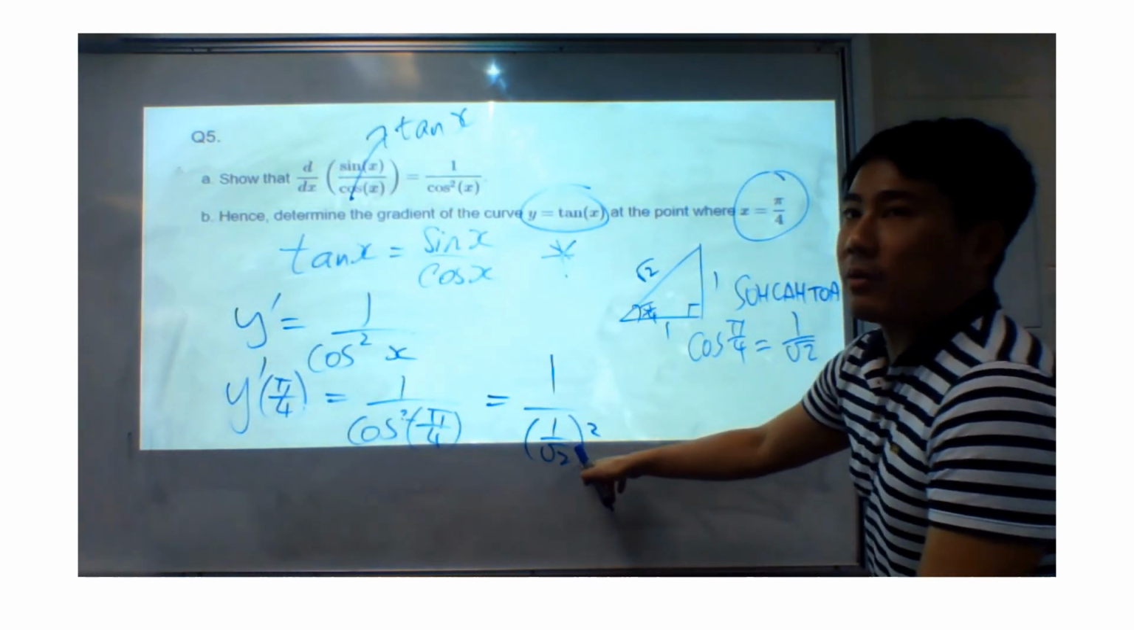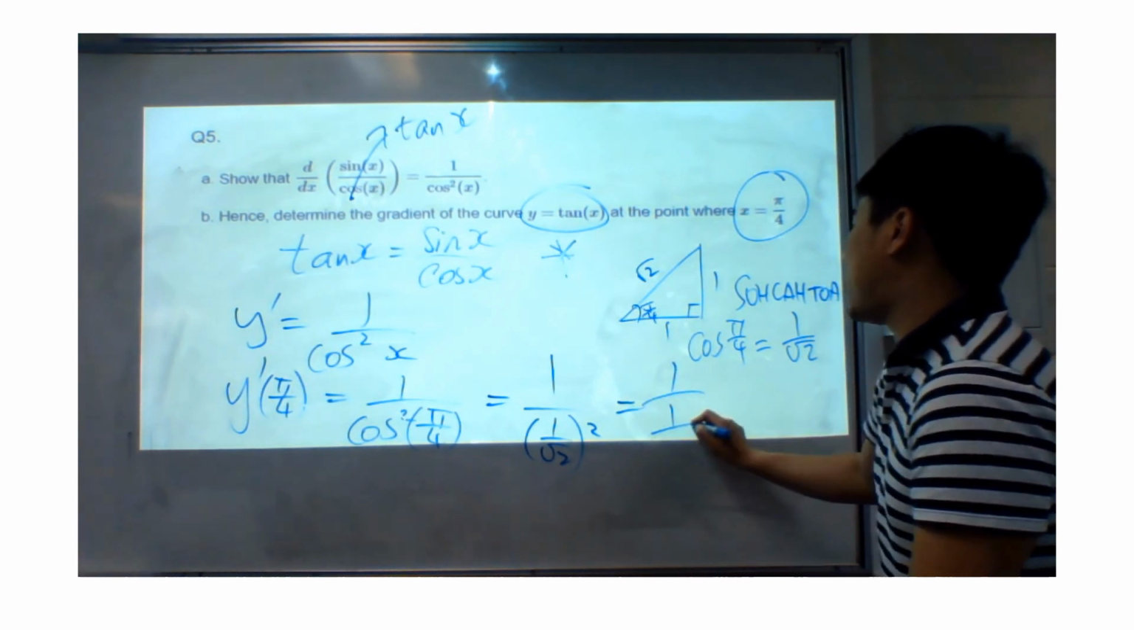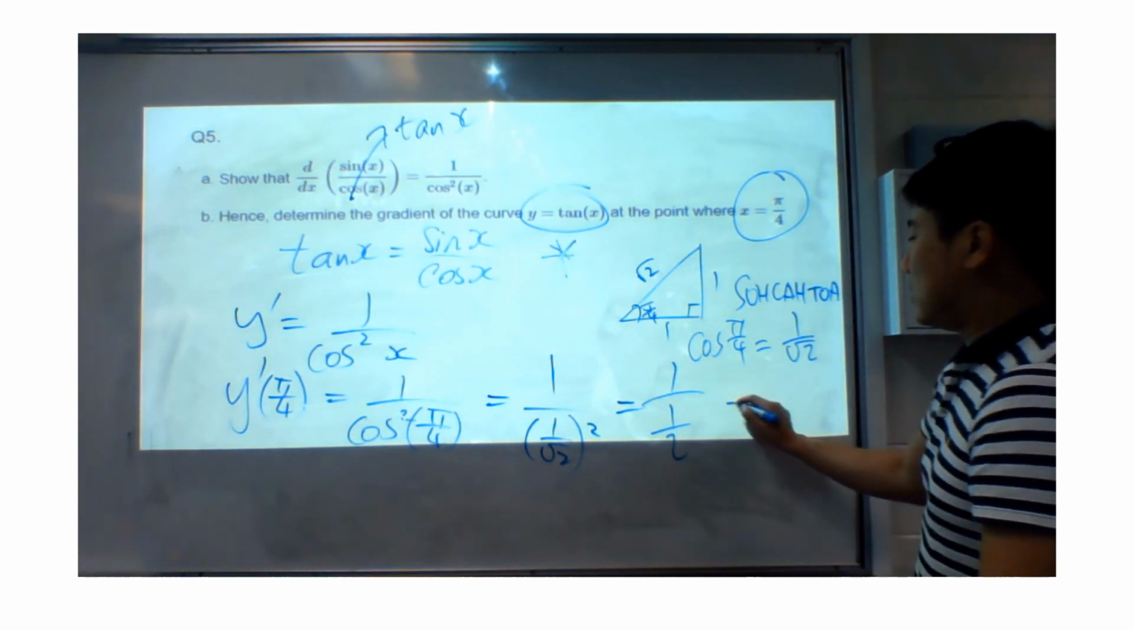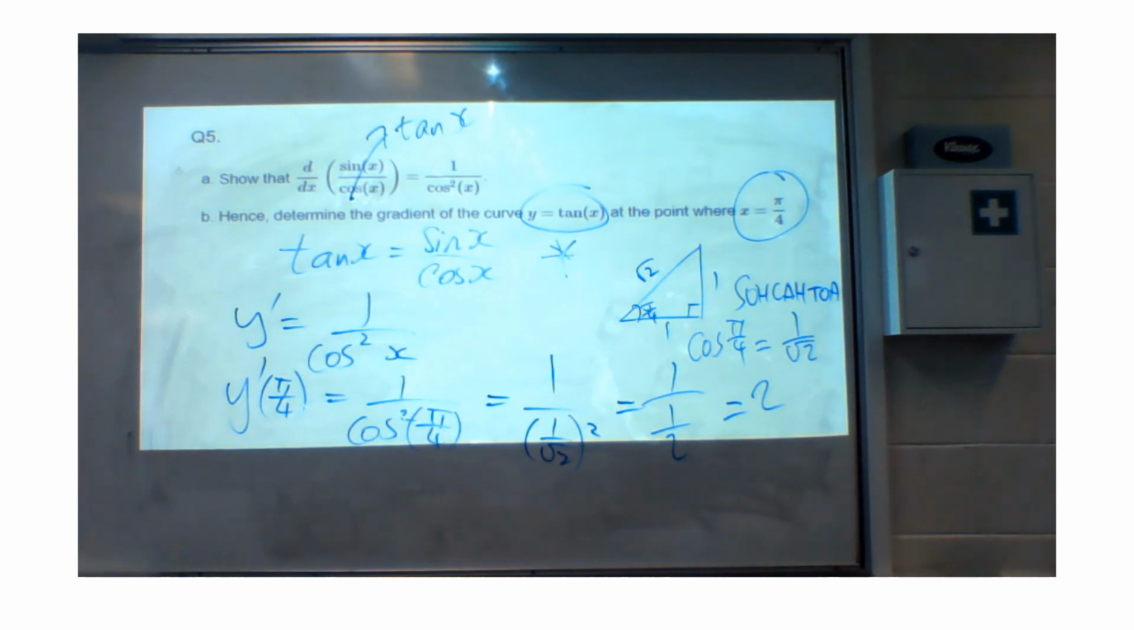If you're squaring 1 over root 2, that becomes 1 divided by 1 over 2, and your answer would be 2. Okay?